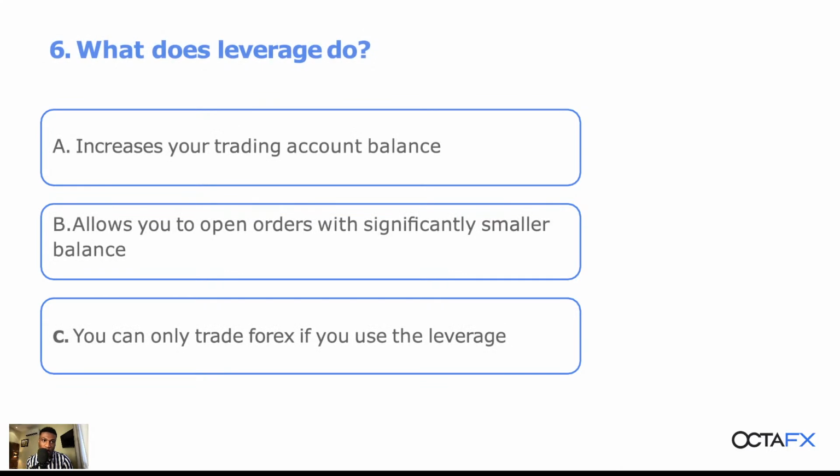I'm moving on to the 6th question, which is, what does leverage do? A. Increases your trading account balance. B. Allows you to open orders with significantly smaller balance. C. You can only trade Forex if you use the leverage. What does leverage do? A. Increases your trading account balance. B. Allows you to open orders with significantly smaller balance. And C. You can only trade Forex if you use the leverage.